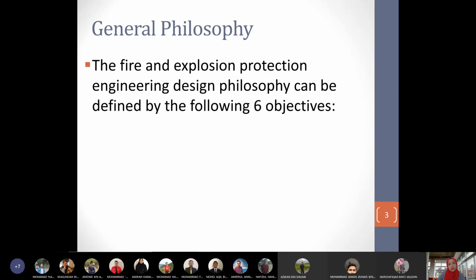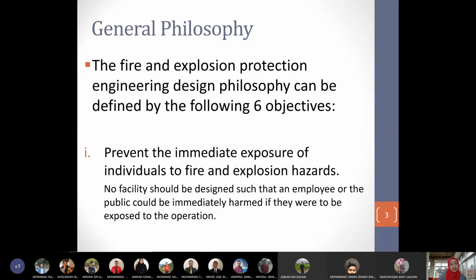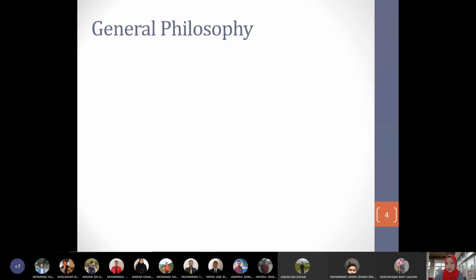Now, in fire and explosion protection engineering, the philosophy is defined by 6 objectives. So the first objective is to prevent the immediate exposure of individuals to fire and explosion hazards. Basically, no facility should be designed such that an employee or the public nearby could be immediately harmed if they were exposed to that operation. So that's the first objective. We want to prevent any immediate exposure of anyone to fire or explosion hazards.